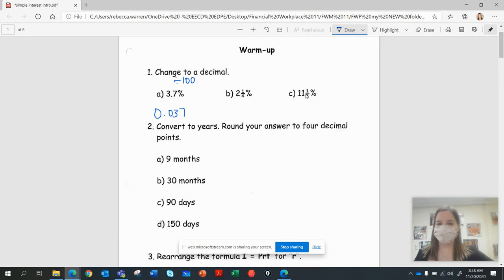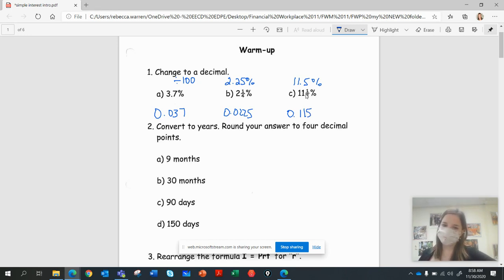2 1/4. A quarter is 25 cents, right? So that's like 2.25%. Divide by 100 and you get 0.0225. And then 11 1/2, that would be like 11.5%, which when you divide by 100 is 0.115. The next part, convert to years.